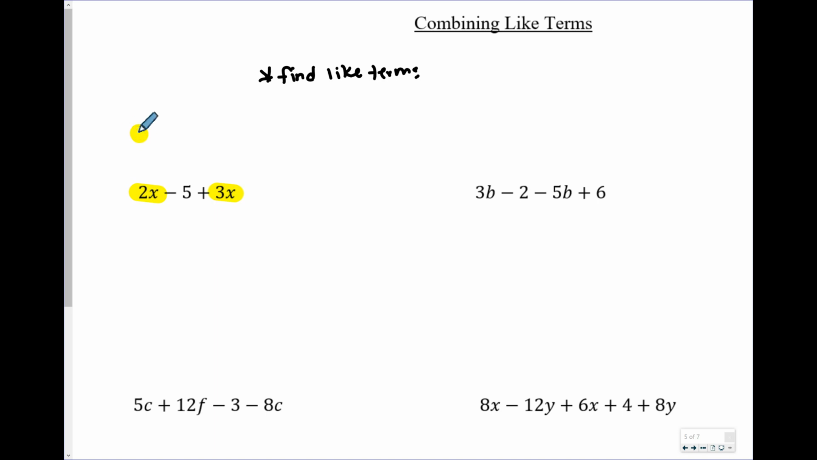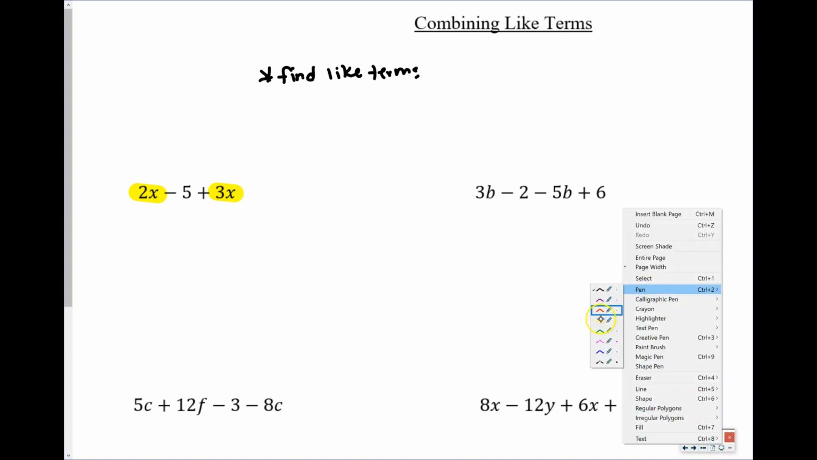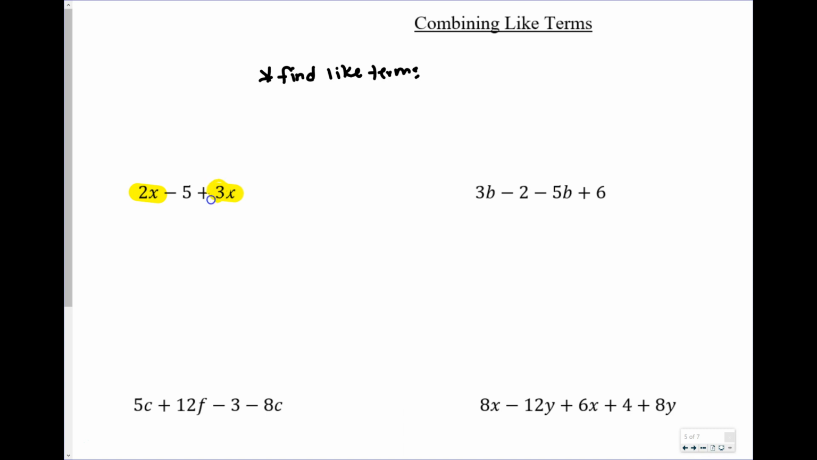So positive 2x and 3x are like terms. And to combine them, all you have to do is add up the 2 and the 3. So 2x and 3x are going to give me 5x. And then I like to cross them out when I've combined them. So 2 plus 3 is 5. And then this negative 5 is all alone, so I'm just going to bring it down. So that's how I simplify that expression.